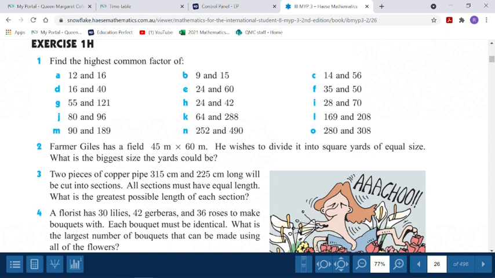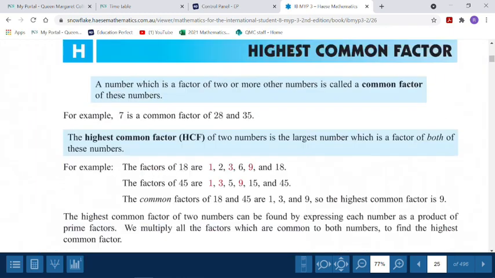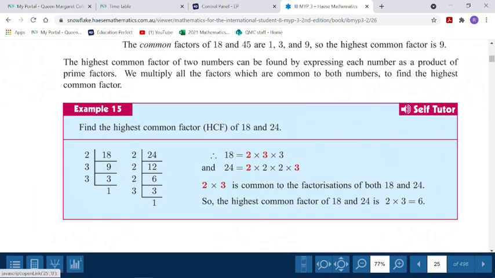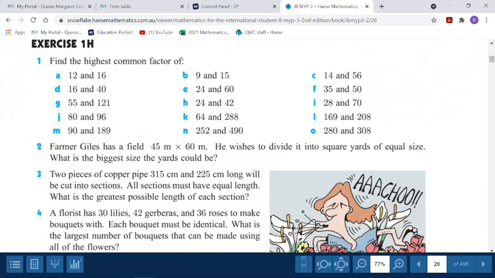Farmer Giles has a field that is 45 meters by 60 meters. He wishes to divide it into square yards of equal size. What is the biggest size the yards could be? So, what we need to do is find out what factor is common to those. Now, this one's slightly different. So we're going to find out the common factors for those, and that means that if it's common, we can divide it into equal parts, right? Squares have sides that are equal. Does that make sense? So let's see how we can divide 45 and 60 into equal parts.